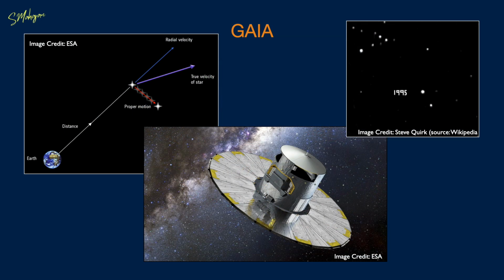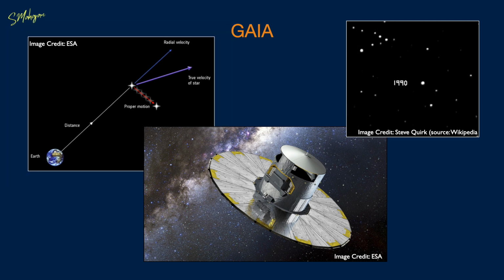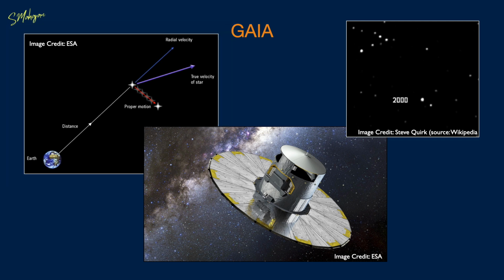As stars move through our galaxy, their positions in the sky change over time, as shown in this movie created using observations of Barnard's star taken at an interval of 5 years. The movement of a star across the sky is called proper motion. The proper motion provides 2 out of the 3 components of a star's true velocity. The third component is radial velocity, the movement of the star towards or away from us, which can be inferred from the red or blue shift in its spectrum.